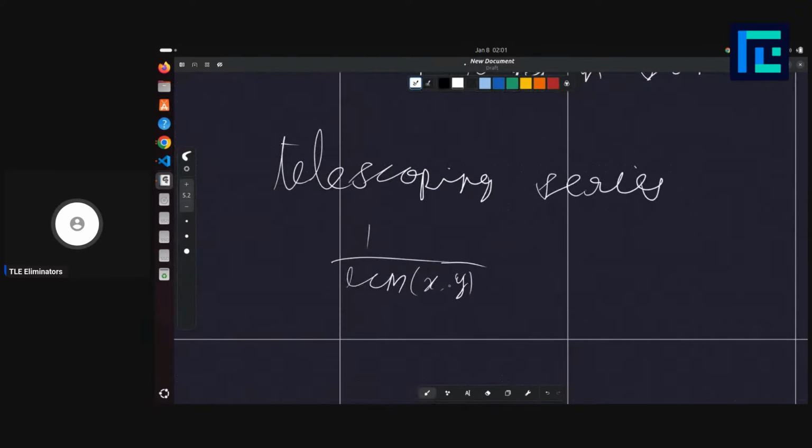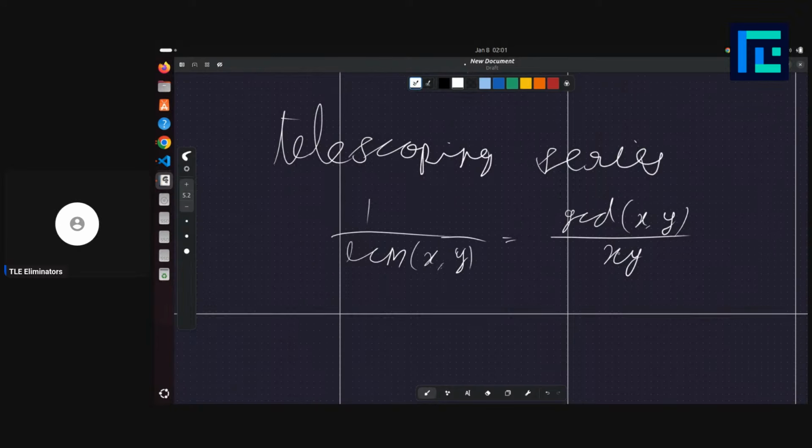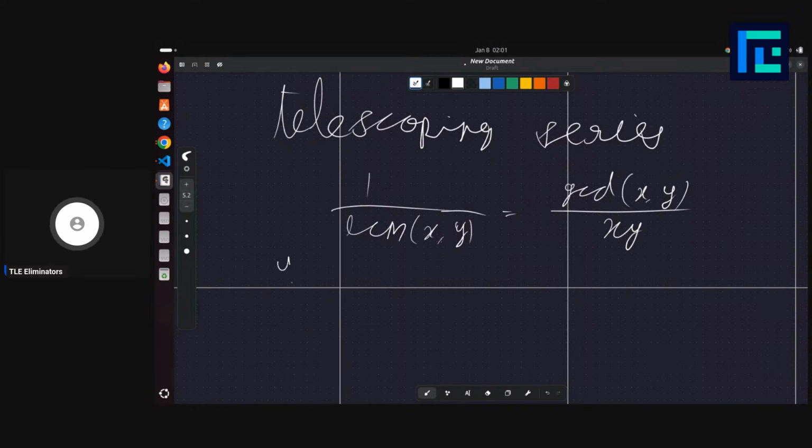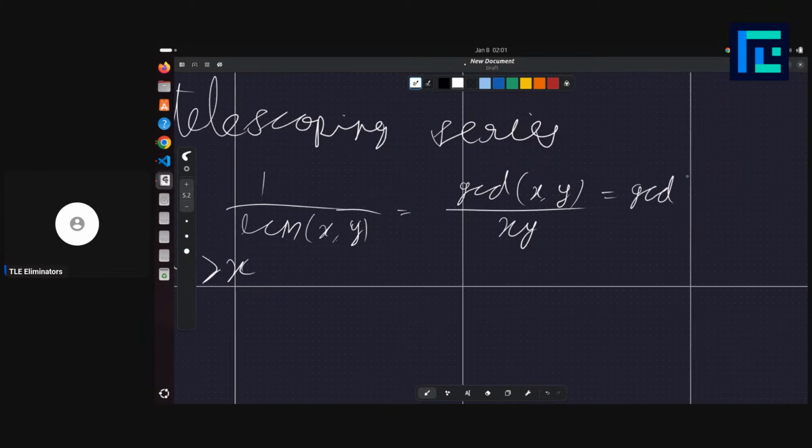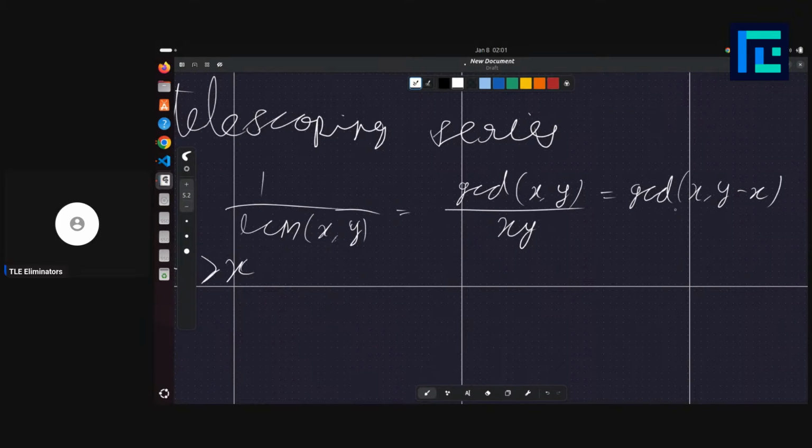I can write 1 upon LCM of x comma y as GCD of x comma y upon xy, right? I can write this, and also I know that y is greater than x. So this GCD of x comma y, I can write as GCD of x comma y minus x, right? This is Euclid's formula.